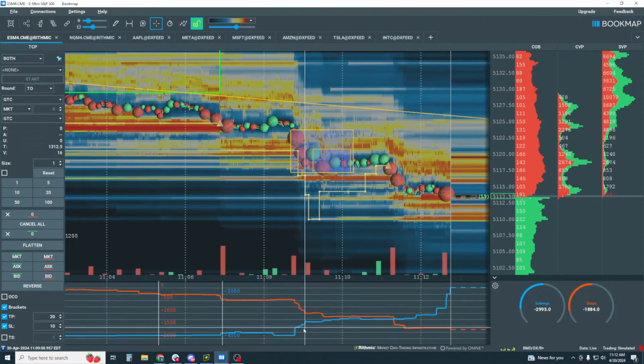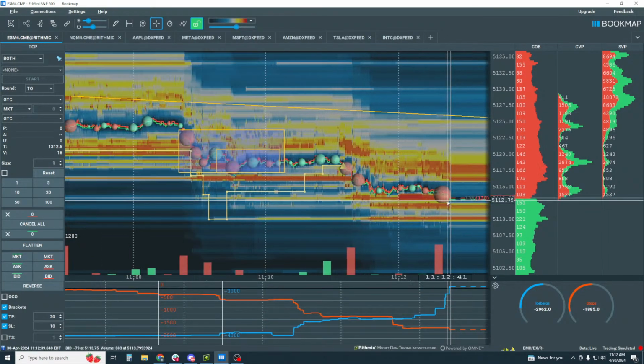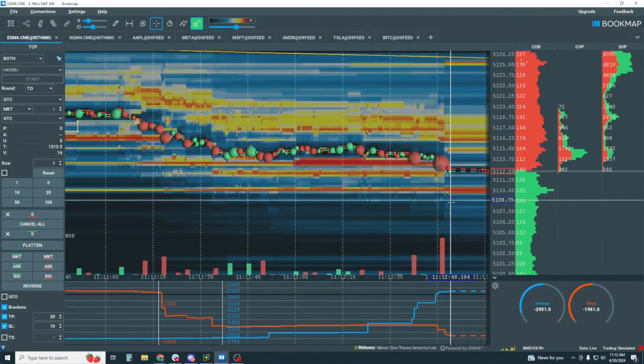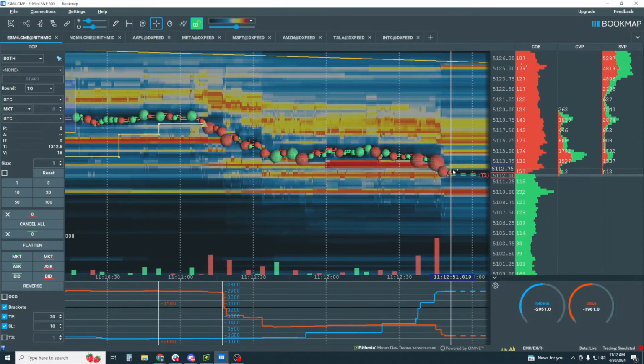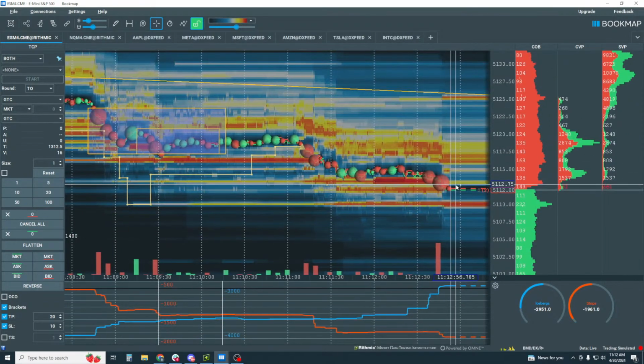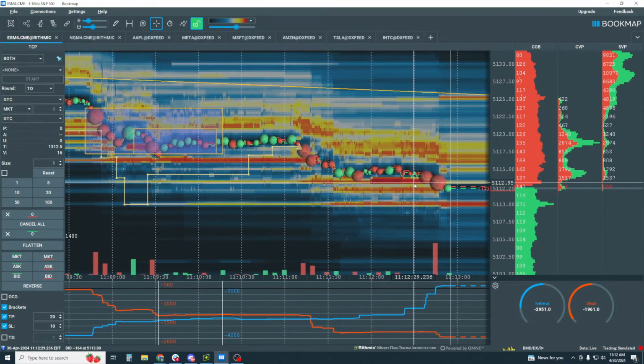Okay, we see a lot of iceberg buying really picking up down here as well. We don't know if that's profit taking or not. Lots of liquidity getting filled here.